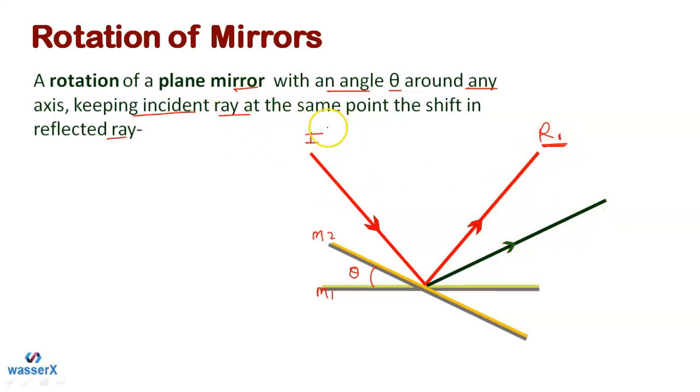As I told you previously, the incident ray is fixed at a certain position and we are not going to change it. In the first case we were getting this reflected ray, but after rotating this mirror by an angle of theta, we are getting the second reflected ray, which we call R2. As you can see, students, there is some angle between these two, R1 and R2. This is the angle which we have to find out in today's heading, rotation of the mirrors. This is what we are looking for.